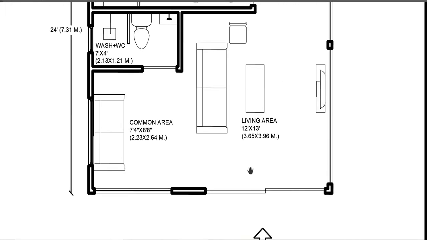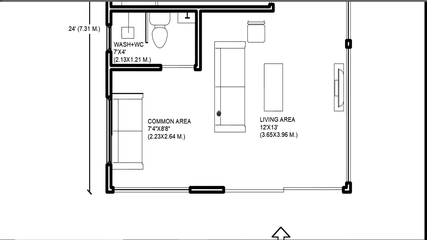So we have the living area. You can see here the sofa arrangement, tea table arrangement and also the TV unit on the front wall, and we have a chair arrangement. And on the back side we have the common area.